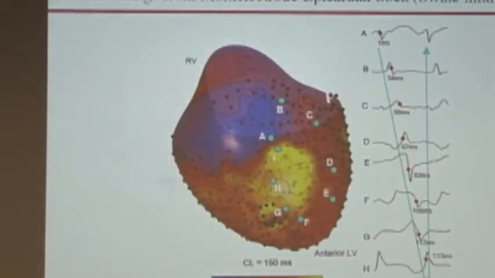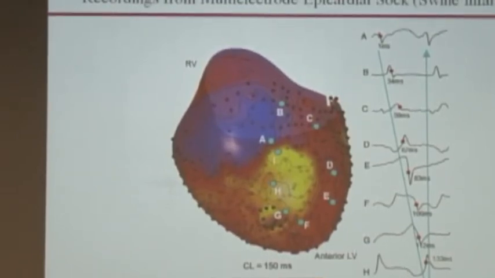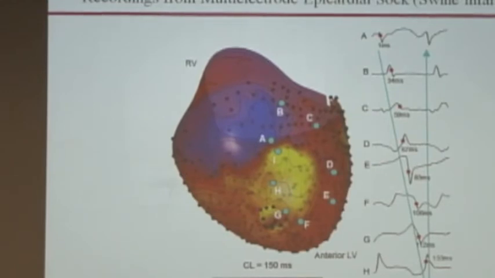So this is some work done by Hiroshi Ashikaga a couple of years ago, where he did this swine infarct model, and he put on a 128 electrode epicardial sock. Then after about 10, 20 weeks, he induced VT, pacing from the various electrodes on the sock, and looked at the VTs that were induced. There are a lot more than 128 points on here because he actually did bipoles from neighboring electrodes, so there are a lot more recording points.